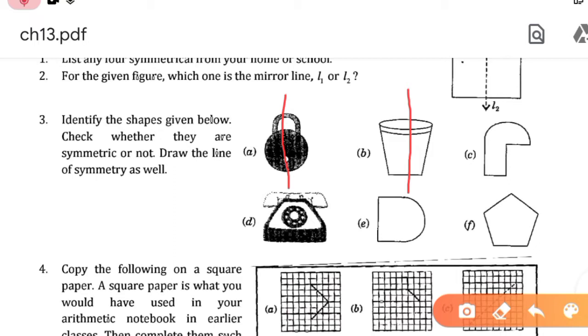In figure C, see that here we can't draw a line of symmetry. So here the answer is no. Here we are not drawing. In the telephone, yes, if we draw the horizontal line, then it will be symmetrical. In E, we have to draw the horizontal line, and this is a pentagon, so we have to draw the exact symmetry line of that. In figure C, we can't draw the symmetrical line.